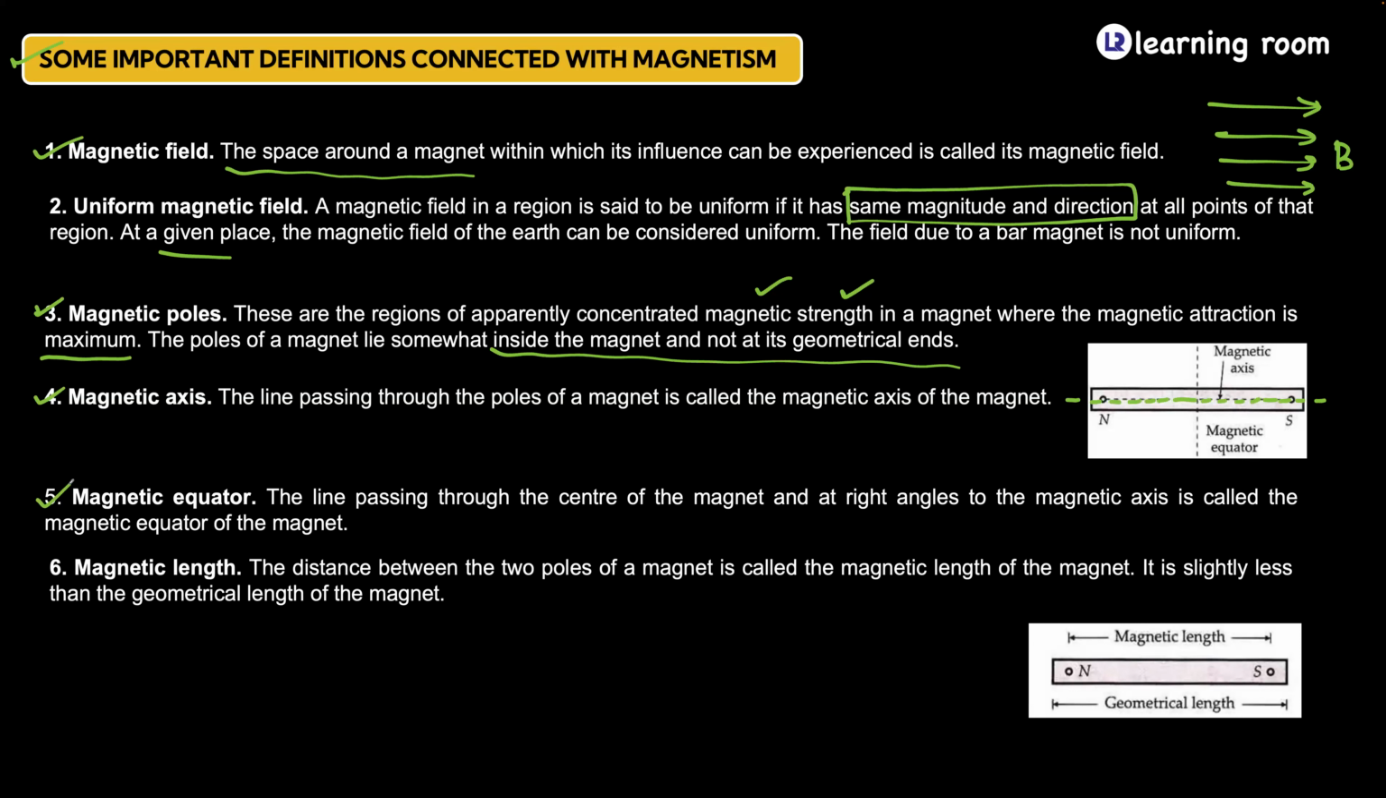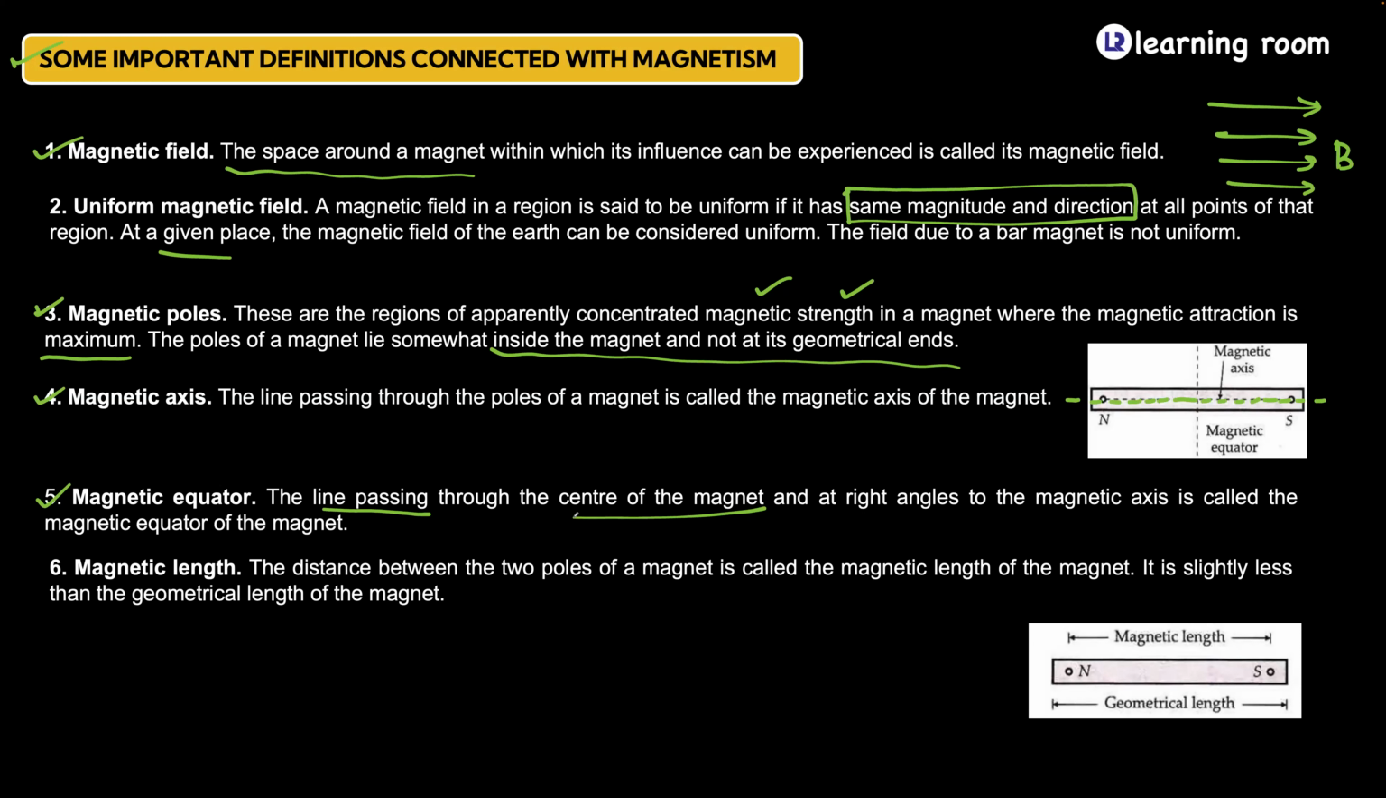Then what is the magnetic equator? The magnetic equator is a line that passes through the center of the magnet, and it is at right angles to the magnetic axis. Meaning, if this is the magnetic axis, and you think of a line which is perpendicular to it and at the same time passes through the center, you call this line the magnetic equator, right? That's what this point is.